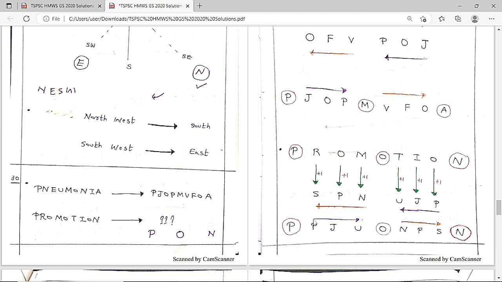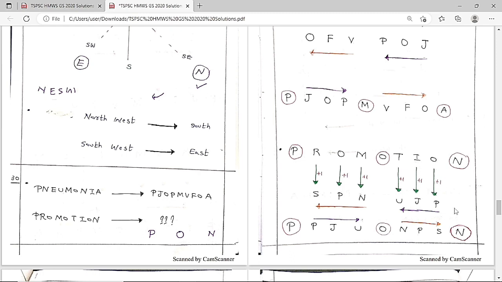As I already told you, we need to add plus one for each and every letter, right? For each and every letter we have to add plus one. So if you add plus one here, for R it will become S, O will become T, M will become N, T will become U, I will become J, O will become P. So if you add plus one for each and everything, then I am going to get like this. After R you get S, after O you get P, after M you get N, after T you get U, after I you get J, after O you get P.